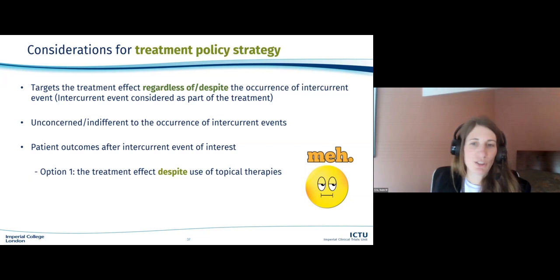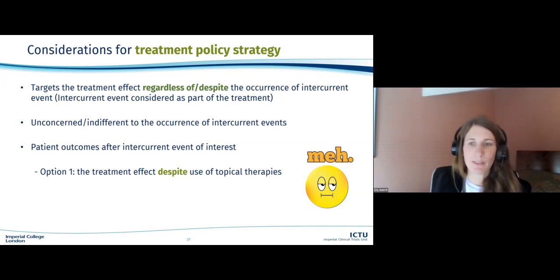So if we applied this strategy to the topical therapies in the eczema trial, this would consider the treatment effect despite the use of topical therapies. So this strategy doesn't do anything differently and continues to use patient outcomes after use of topical therapies. Now, in general, when a trial objective is to assess how a particular treatment performs in routine practice, such a strategy can be quite useful to handle intercurrent events that occur in the trial and that would also occur in routine clinical practice.